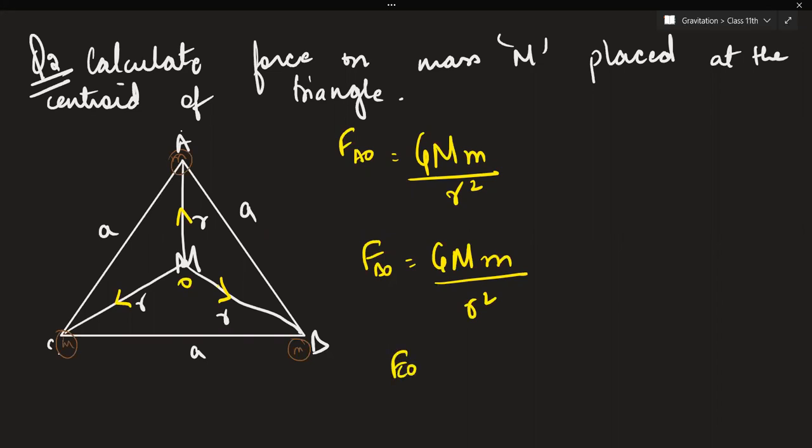This F_CO will also be exactly the same: G capital M small m by R square. Do you see all of these three have the same magnitude? Understood? Then you have to find out the net force.